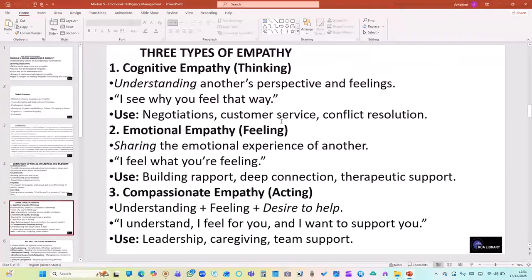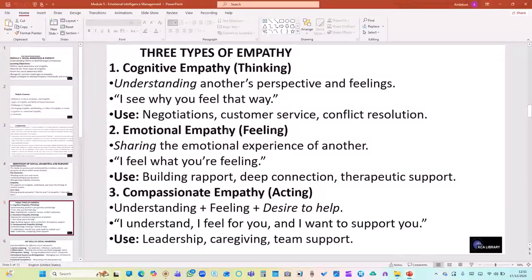Now we have emotional empathy, which is the feeling, sharing the emotional experience of another person. This involves feeling. "I feel what you feel." This is emotional empathy. Now the uses there are building rapport, deep connection, and therapeutic support.